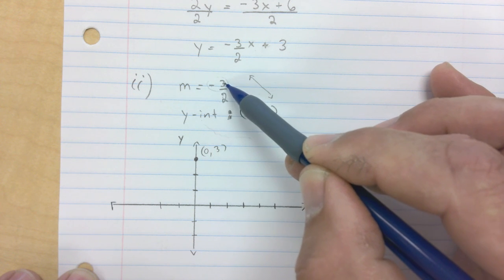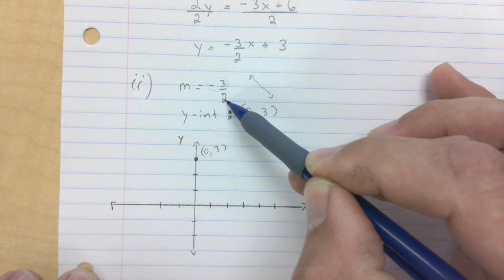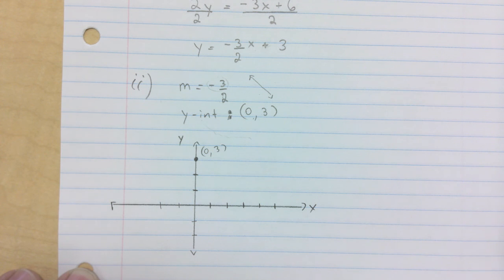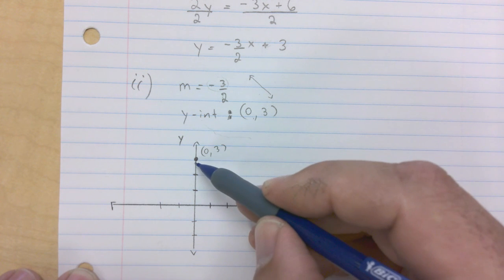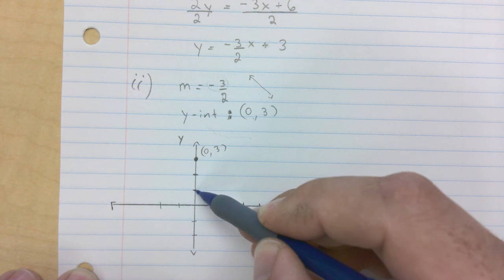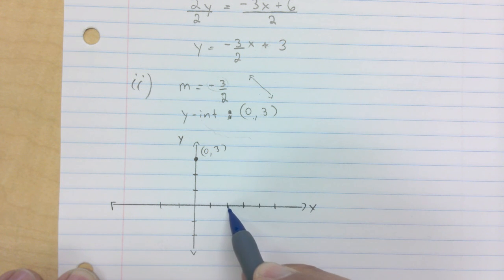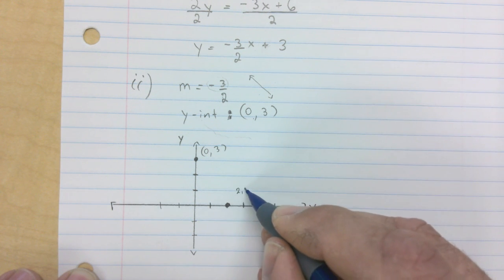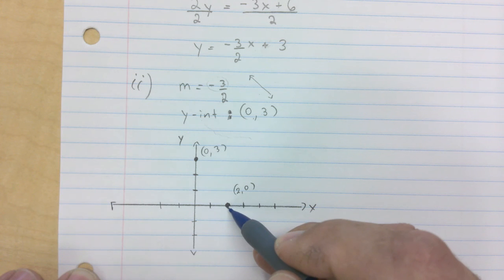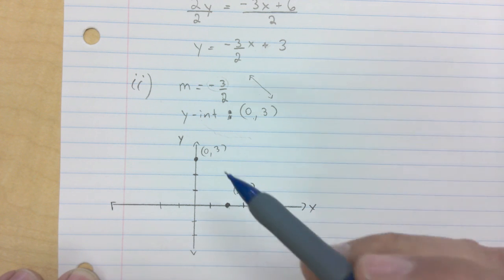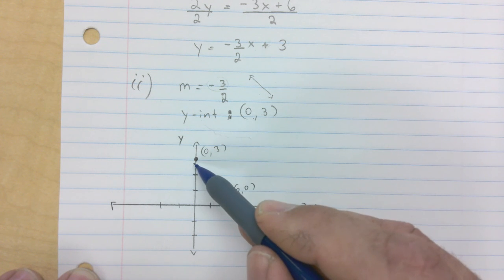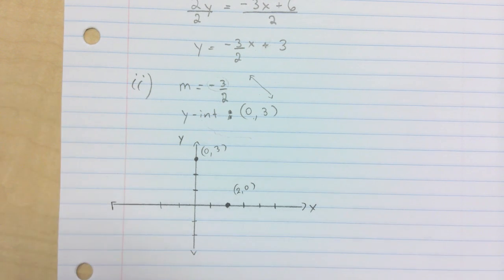So this means that you're dropping 3, but you're always running to the right. That's the easiest way to remember that. So you're going to drop 3, so 1, 2, 3, and you're going to run 2 units to the right. And there you have your other point now. So it's (2, 0), which is actually your x-intercept, right?